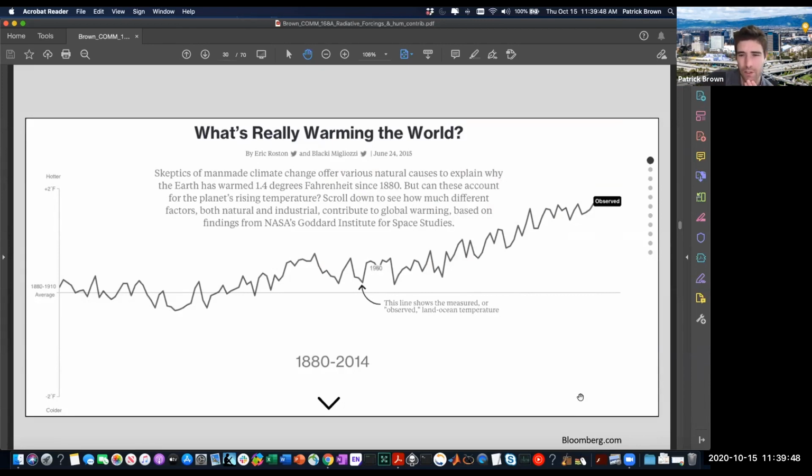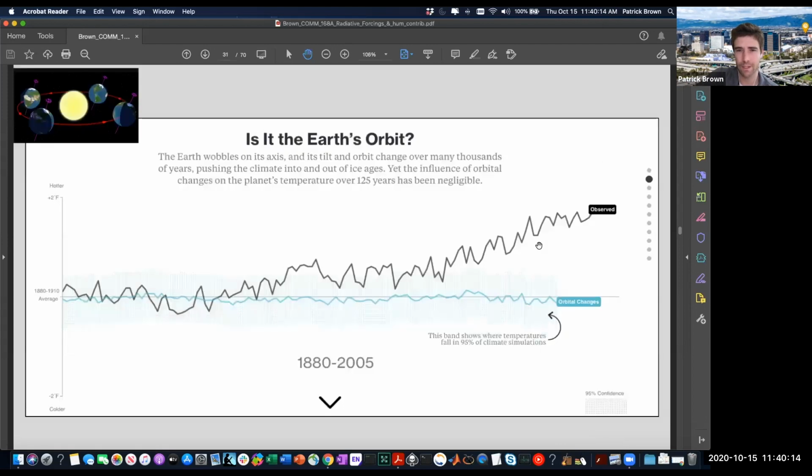So this shows what we've actually observed in the 20th century, or at least 1880 to 2014. And then it puts on here what the temperature should have done if you just put one radiative forcing in at a time. So again, 1880, 2014, this is what we've actually seen. This is the warming that we've seen, global average temperature. And then this is not a radiative forcing we've actually talked about, but this shows what should have happened if only the Earth's orbital changes were taken into account. So we see that should not have caused much change.